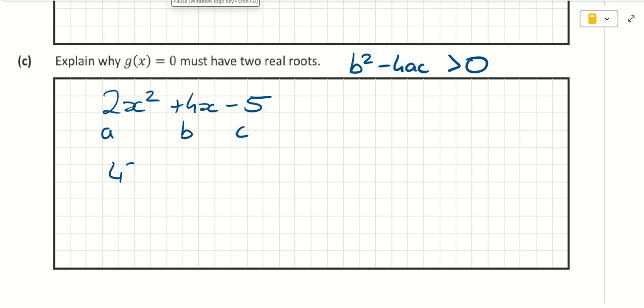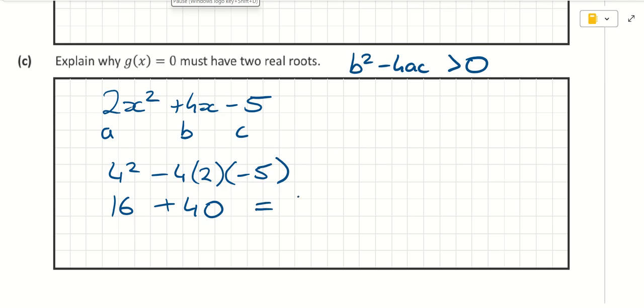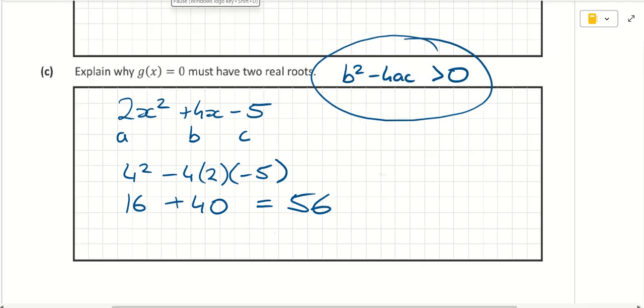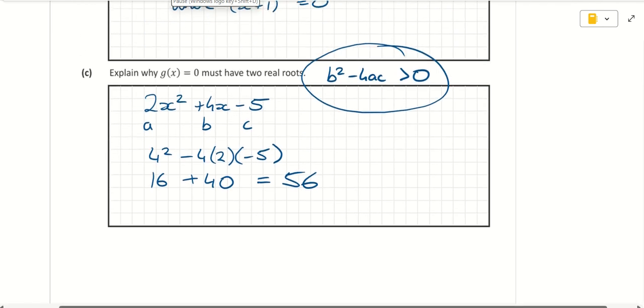So we've got b squared, so we've got 4 squared minus 4 by 2 by minus 5. So 16 minus 8 times minus 5, so 16 plus 40 is 56. So it has to have two real roots because b squared minus 4ac is greater than 0. Okay, so that's actually a fairly nice question.